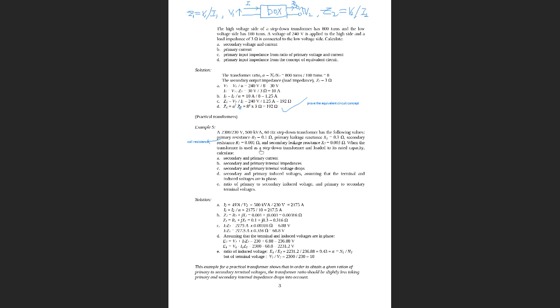When the transformer is used as a step-down transformer and loaded at its rated capacity, calculate the secondary and primary currents, the secondary and primary internal impedances, the secondary and primary internal voltage drops, and the secondary and primary induced voltages, assuming that the terminal and induced voltages are in phase. Also find the ratio of the primary to secondary induced voltage and primary to secondary terminal voltage. So here, what does it mean?